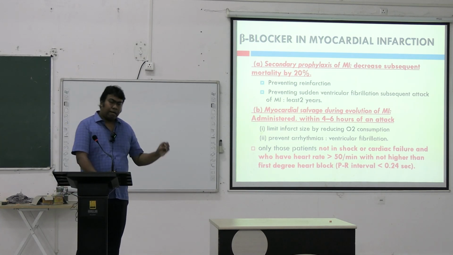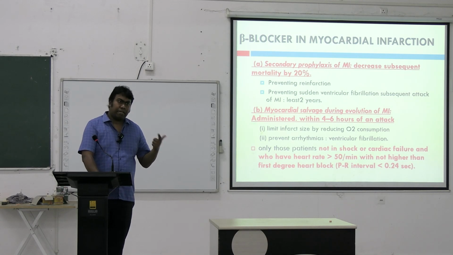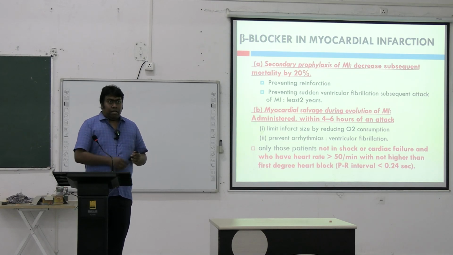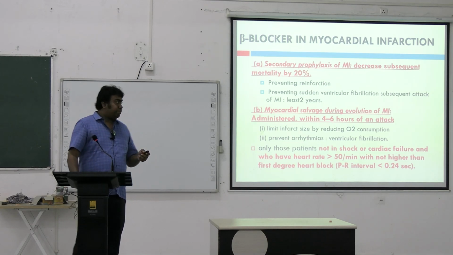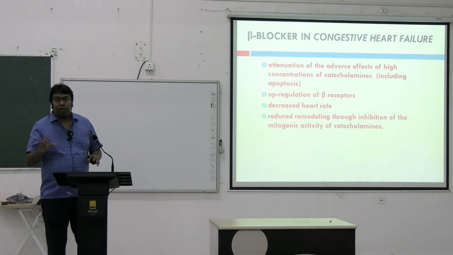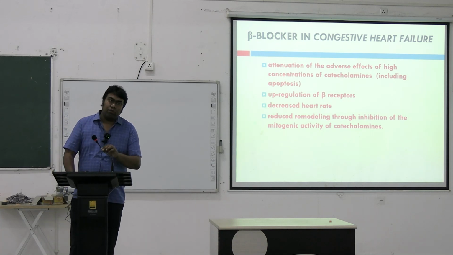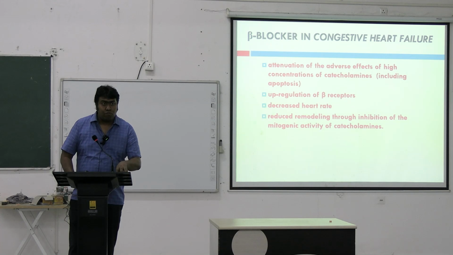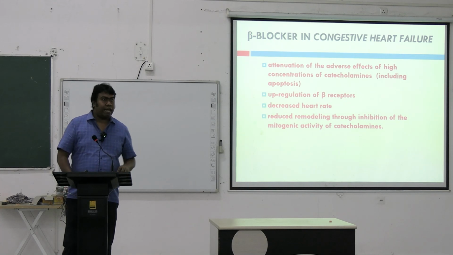ঠিক আছে? Beta blocker in hypertension, beta blocker in angina, beta blocker in myocardial infarction, and beta blocker in arrhythmias. Clear? In heart failure, beta blocker is not used in acute heart failure, but in chronic heart failure. First point is that it is not used in acute heart failure, but chronic heart failure.